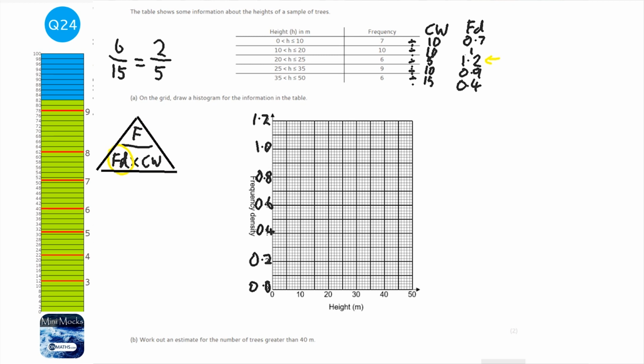Now to do the histogram, we just need to make sure that we have the correct ranges. So first one's 0 to 10, and it's similar to a bar chart. So we're going to go up to 0.7 for the first one. So it's going to go up here, across to 10, and then down. It's not perfect, but we can cope. Next one is 10 to 20. So we could go up to 1.